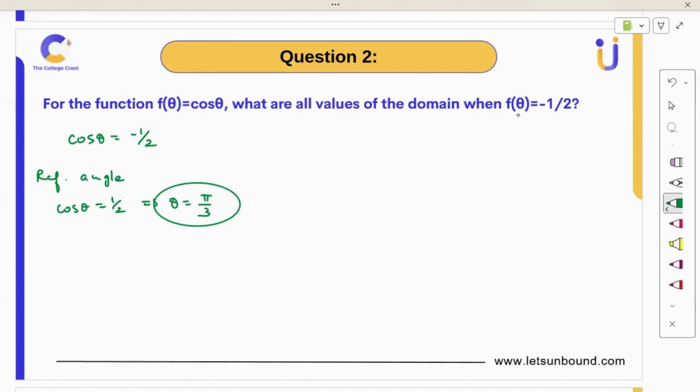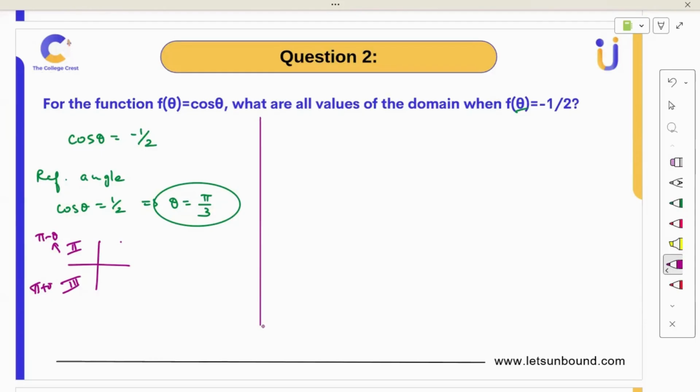F of theta equal to a number means I'm solving for theta. Domain is theta, right? And it's negative. Cos theta will be negative in the second quadrant and third quadrant. Here all are positive. Here cos is positive. So here positive. I am looking for second. With your reference angle, how can you write an angle in the second quadrant? It's pi minus theta, and a third quadrant angle will be written in the form pi plus theta.